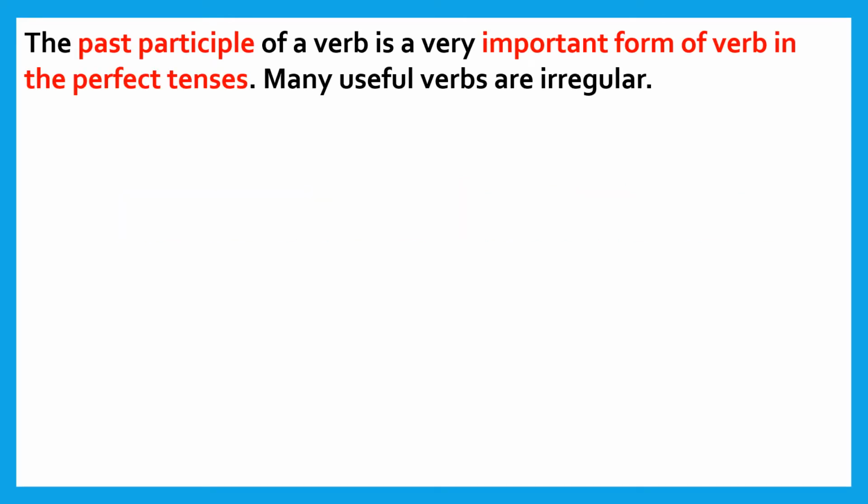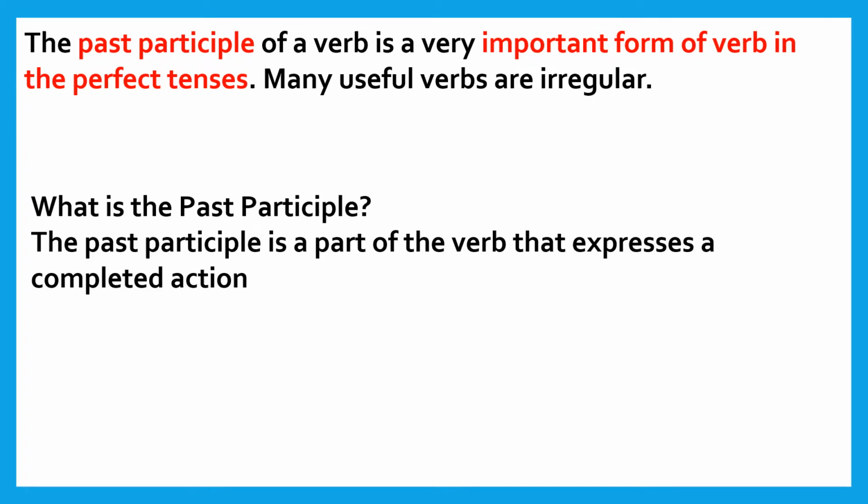The past participle of a verb is a very important form of verb in the perfect tenses. So that means when we are talking about verbs in the perfect tense, we must keep in mind the past participle form of a verb. But what is the past participle? The past participle is a part of the verb that expresses a completed action.